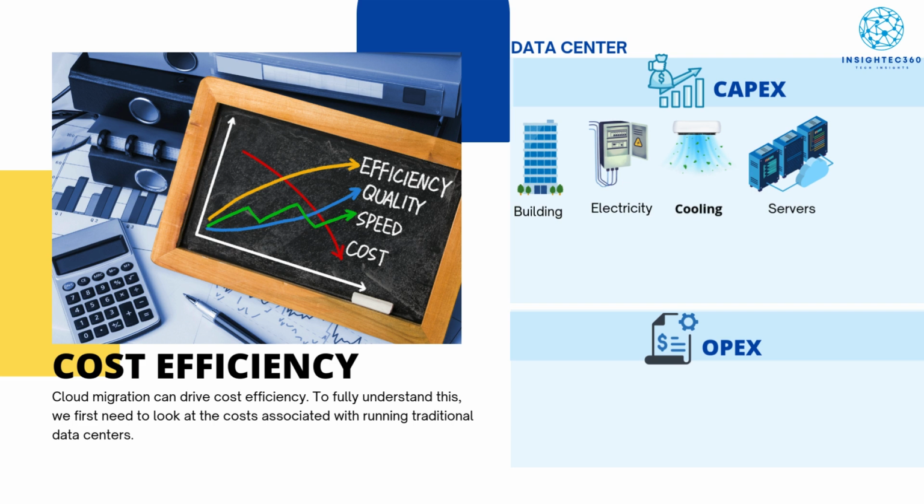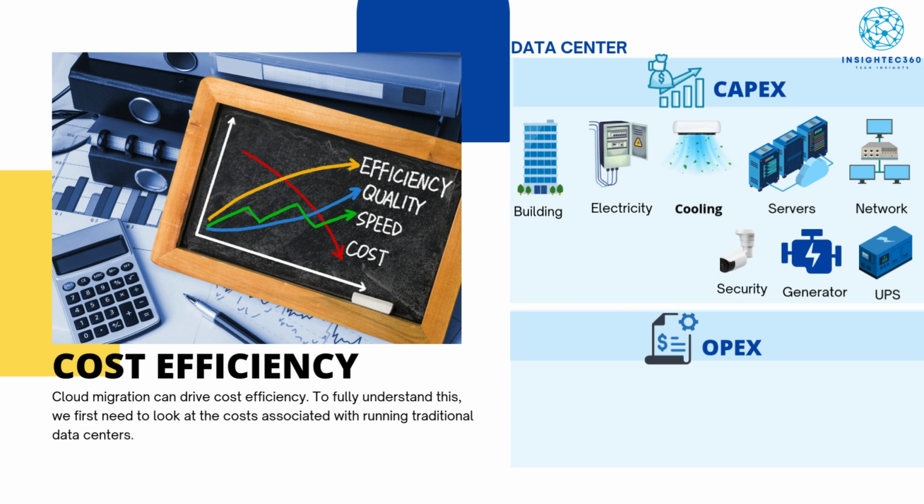Hardware. Servers, storage devices, networking equipment, and racks are necessary for computing power and data storage. Redundancy systems, uninterruptible power supplies, UPS, backup generators, and other failover mechanisms to ensure high availability. Security, both physical security systems, such as surveillance cameras and access control, and initial setup for cybersecurity infrastructure.